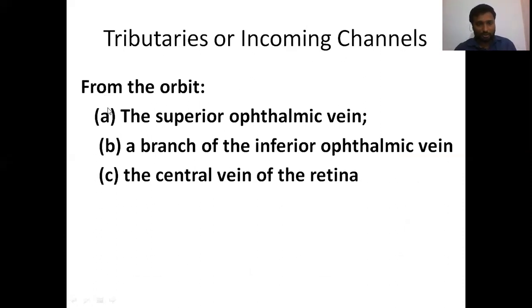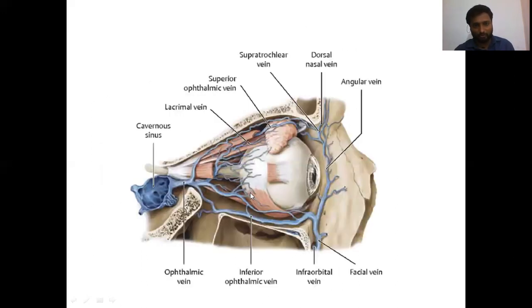See, it gets veins from the orbit. What are the veins from the orbit? Superior ophthalmic vein, inferior ophthalmic vein, and central vein of retina. See this image. See, this is the eyeball, and this is the cavernous sinus. Above the eyeball, we have the superior ophthalmic vein that drains into this cavernous sinus. Below that, the inferior ophthalmic vein also drains into this cavernous sinus. Then the central vein of retina is also draining into the cavernous sinus. So superior ophthalmic vein, inferior ophthalmic vein, and central vein of retina.